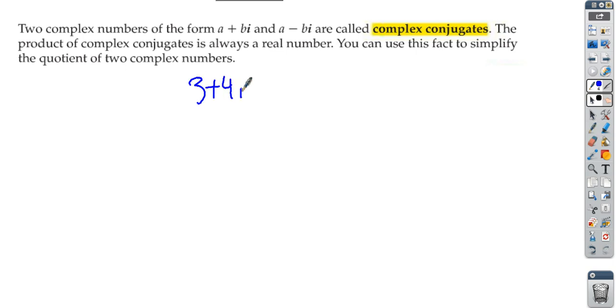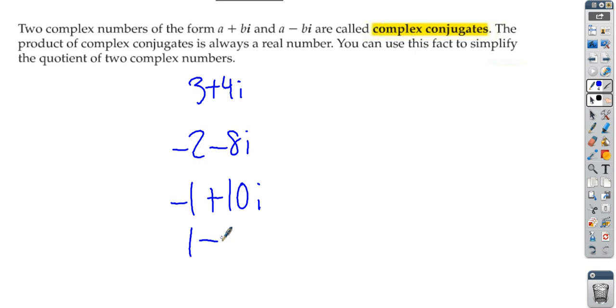So here's what that means. I'll give you a couple examples here. Let's do this one, and let's do one more. Let's do 1 minus 12i. Let's make that 7 minus 12i. So each of those are imaginary or complex numbers.